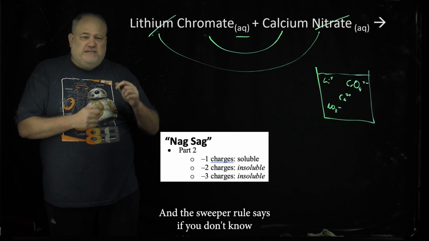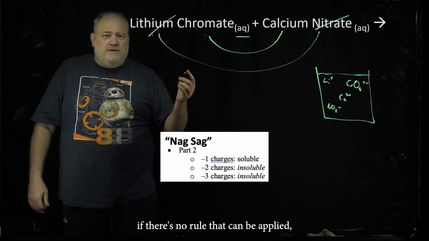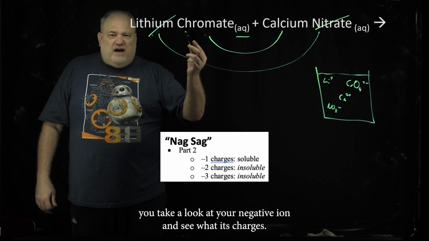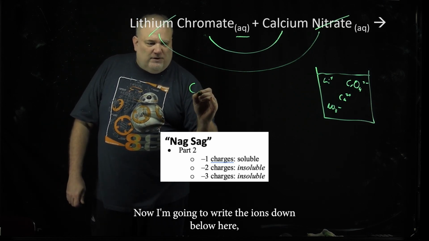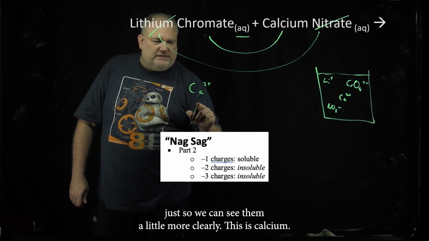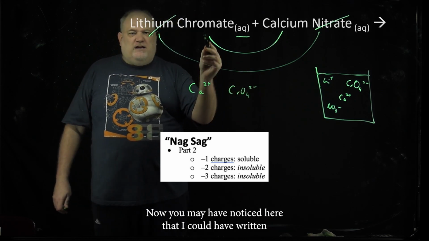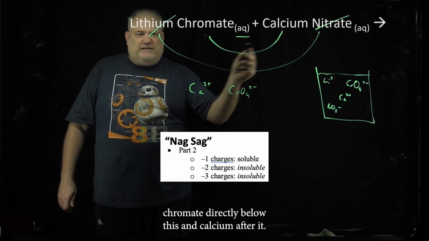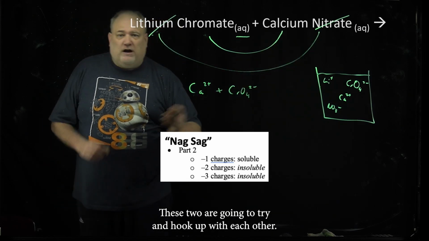And the sweeper rule says, if you don't know, if there's no rule that can be applied, you take a look at your negative ion and see what its charge is. Now, I'm going to write the ions down below here just so we can see them a little more clearly. This is calcium, this is chromate. Now, you may have noticed here that I could have written chromate directly below this and calcium after it. And that's perfectly okay to do. These two are going to try and hook up with each other.